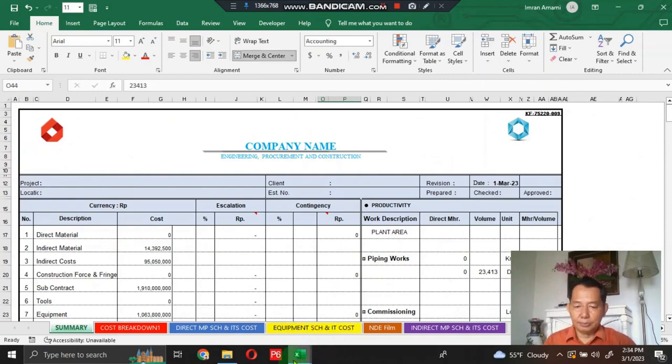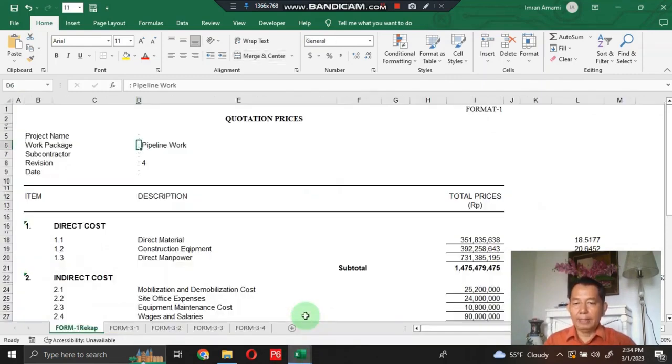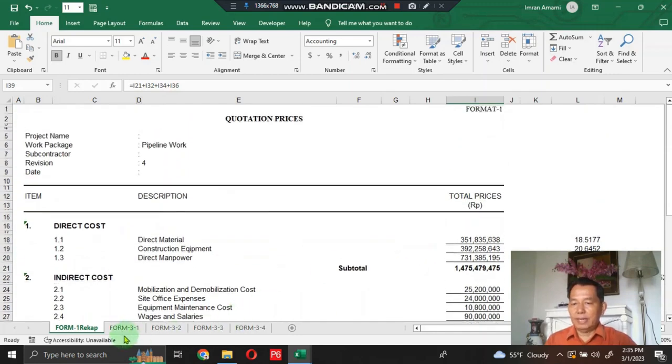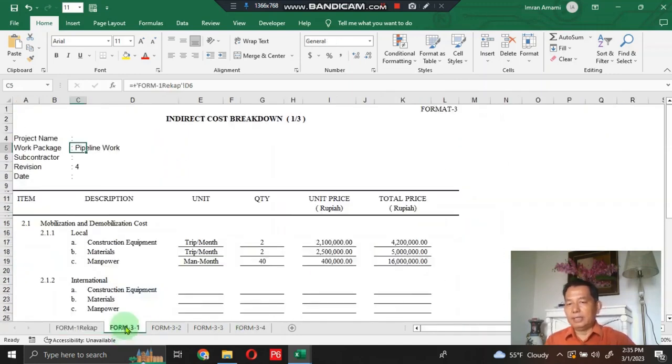And the other spreadsheet file is the subcontracting quotation prices, the subcontracting quotation template. This consists of 4 worksheets, starting from the quotation summary of quotation prices, and the total is 1,900,000,000 rupees. The second one is the indirect cost breakdown that consists of 3 worksheets.